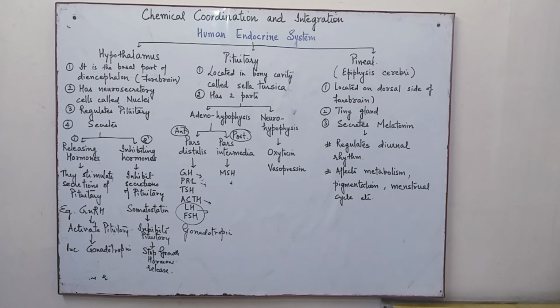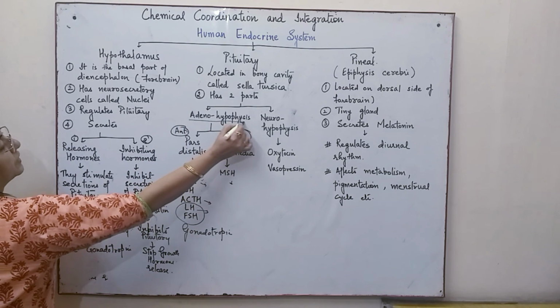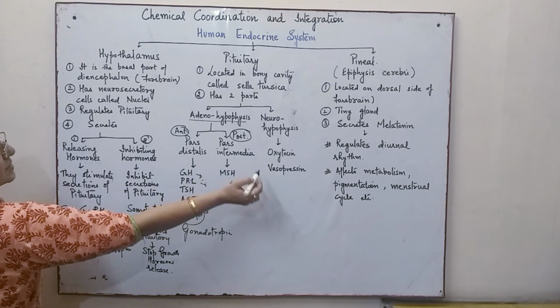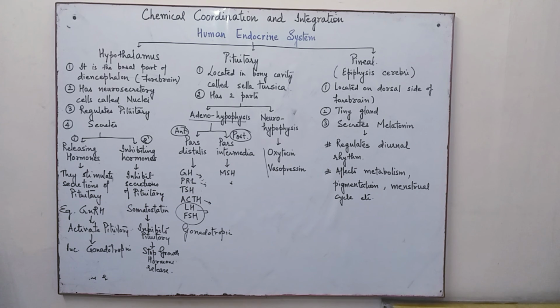Then the neurohypophysis region. We have talked about the role of the adenohypophysis. Neurohypophysis secretes two hormones, oxytocin and vasopressin. Oxytocin has a major role in contraction of the uterus at the time of childbirth in females. So it mainly acts on the smooth muscle cells of the body, and also it helps in the ejection of the milk from the mammary gland.